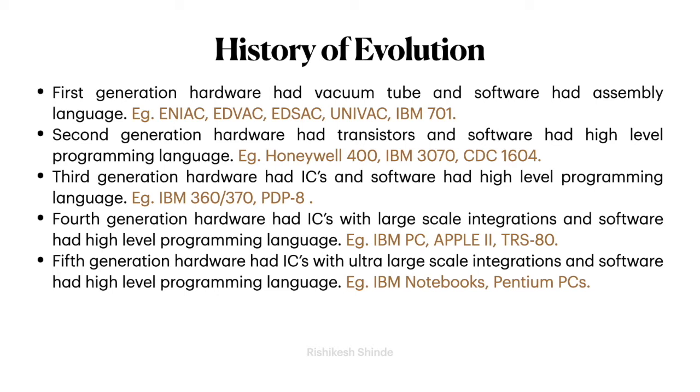In hardware technology, first generation computers were manufactured using thousands of vacuum tubes. A vacuum tube is a device which has fragile glass. And talking about the software part of those computers, the programming was done in machine languages or assembly languages. The computers were used for scientific applications, and some examples of those computers are ENIAC, EDVAC, and EDSAC.